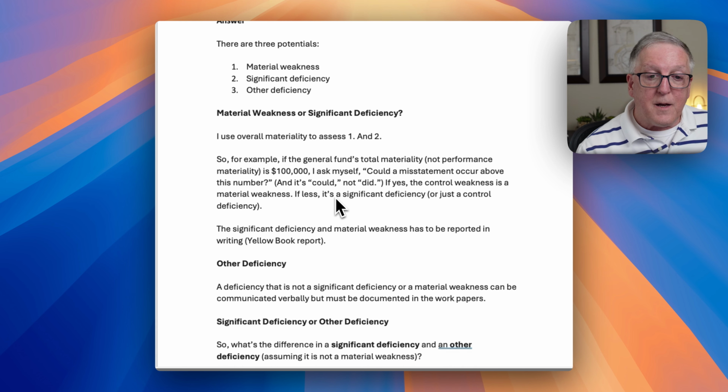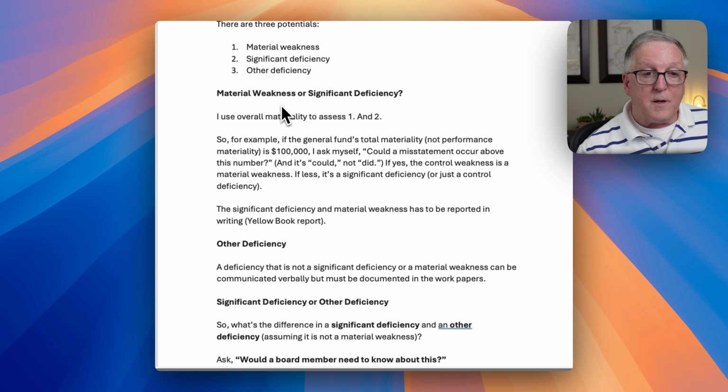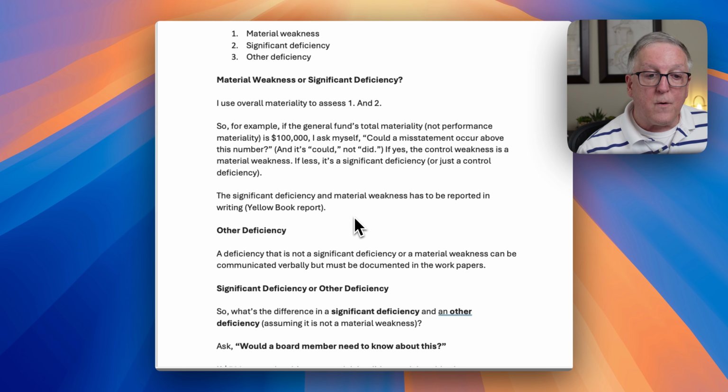Okay, so ask that question, could a misstatement occur above materiality? If the answer is yes, it's number one. If the answer is no, it's number two or number three. Now, why does this matter? Well, number one and number two have to be reported in writing. So if you're doing a governmental engagement subject to Yellow Book, you'll put those findings, those control weaknesses in the Yellow Book report. If you're doing, say, a commercial audit, not subject to Yellow Book, then you're just going to put it in your internal control letter.